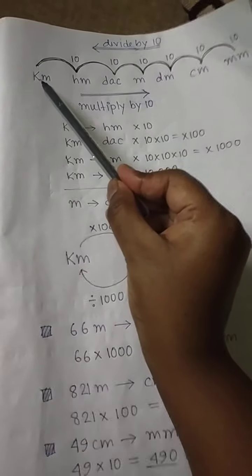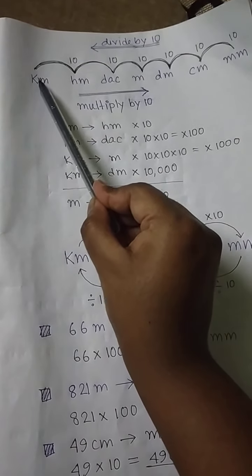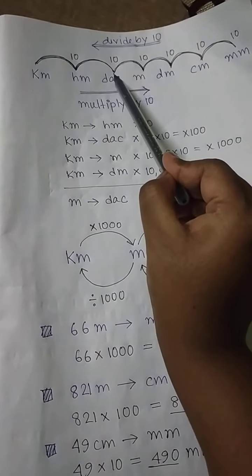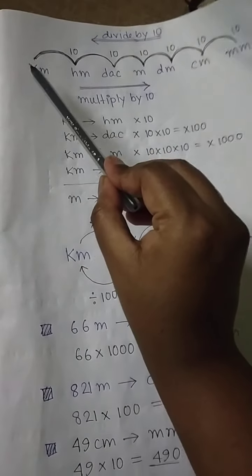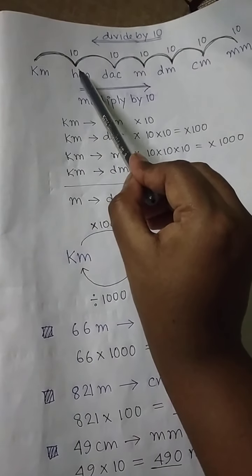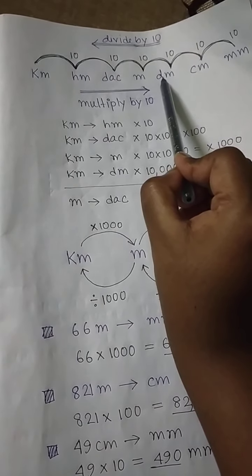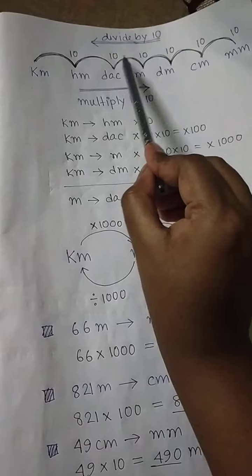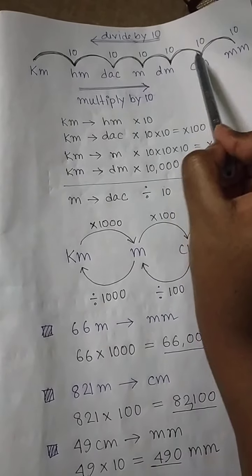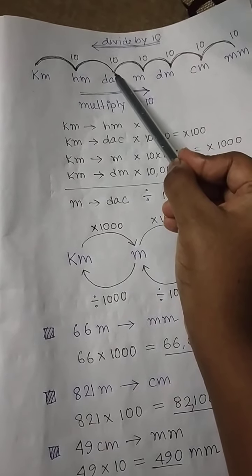For example, to go from kilometer to hectometer, you multiply with 10. From kilometer to decameter, you multiply with 10 into 10, that is 100. From kilometer to meter, 10 into 10 into 10, that means 1000. To decimeter, 10 into 10 into 10 into 10, that means 10,000, and so on.